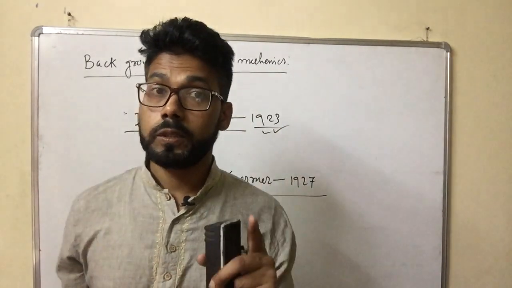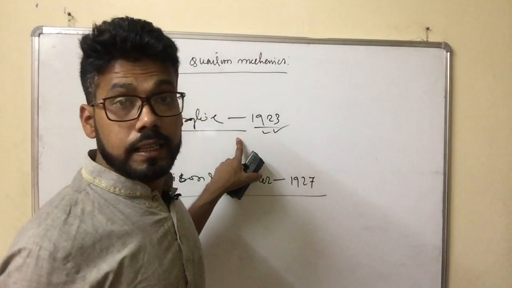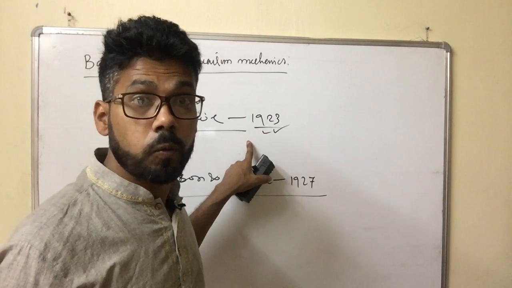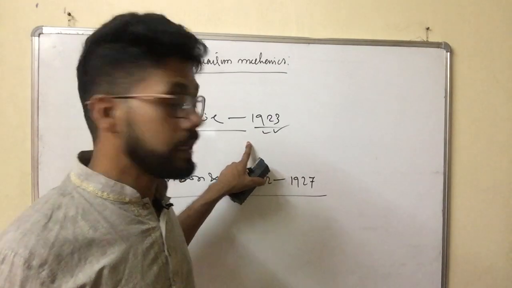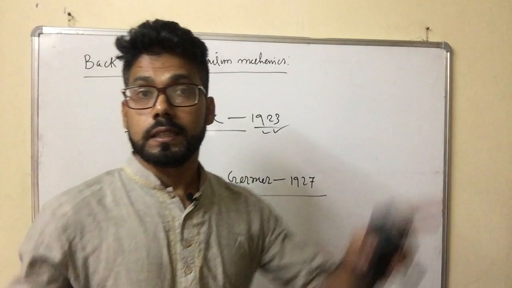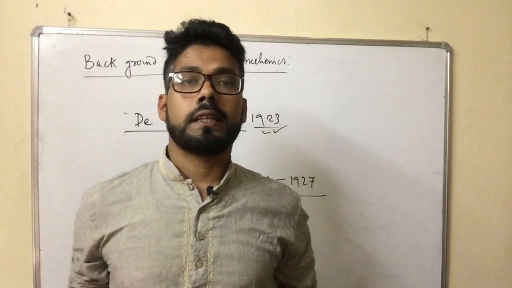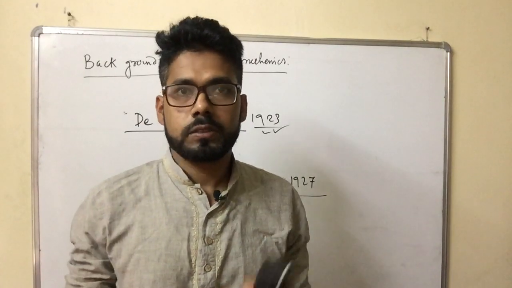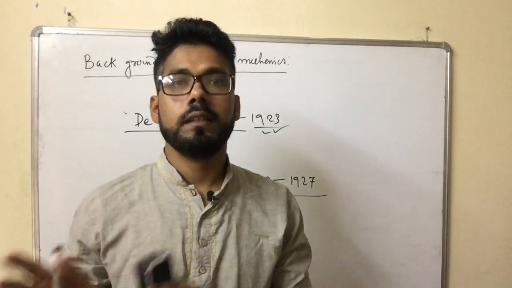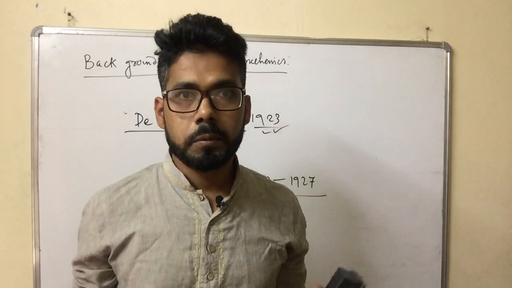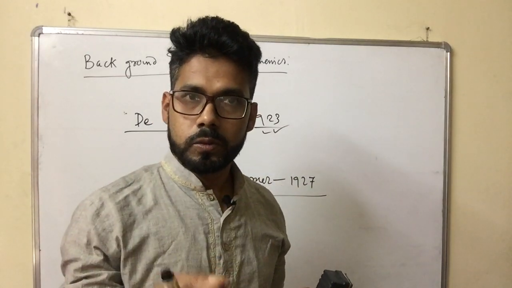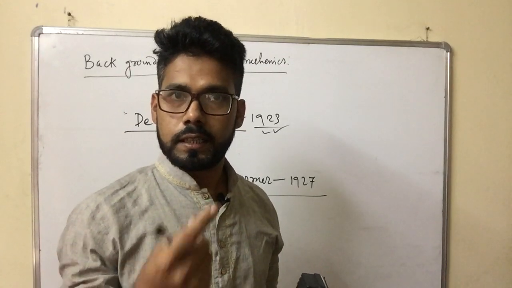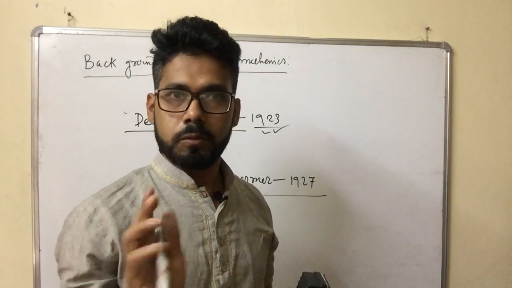And in 1927, the experimental verification of the wave aspect of particles was done by Davisson and Germer. That means Davisson and Germer showed that any material particle, for example the electron, can show wave properties. What is the wave property? If any particle can show an interference pattern or diffraction pattern or polarization pattern, then we can say that this particle behaves as a wave.